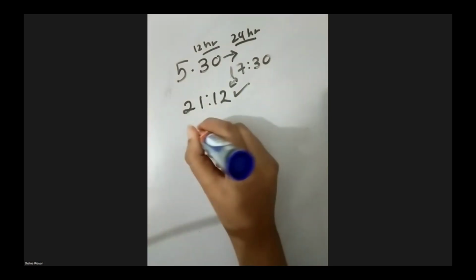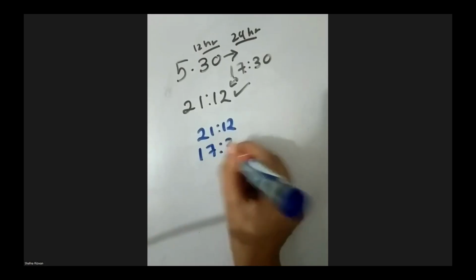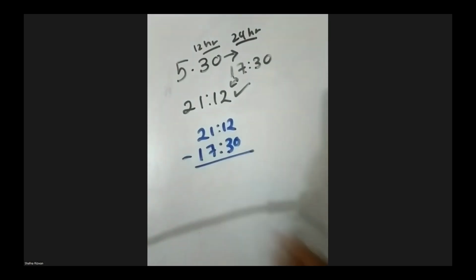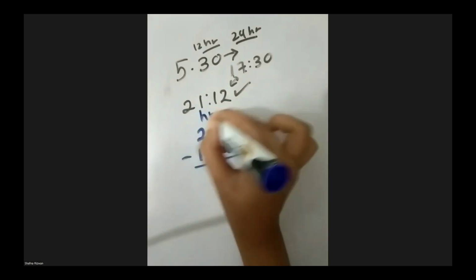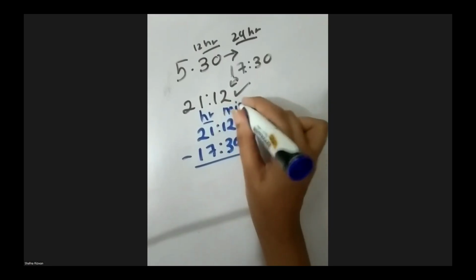How can you find the gap between these? Now you have to subtract it. How can you subtract? From this 21:12, subtract this 17:30. Then you all can find what's the duration. That means what's the time gap between these two times. Okay, because both are in same format, 24-hour clock. Now if you take, what is this? This is hour. 21 and 17 are hours. 12 and 30 are minutes.